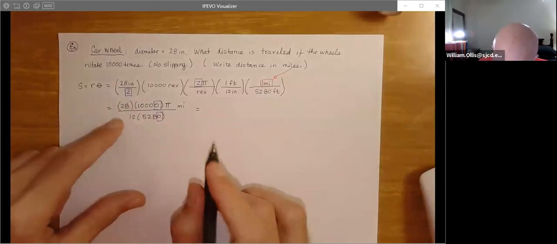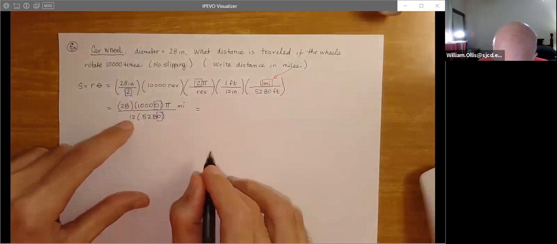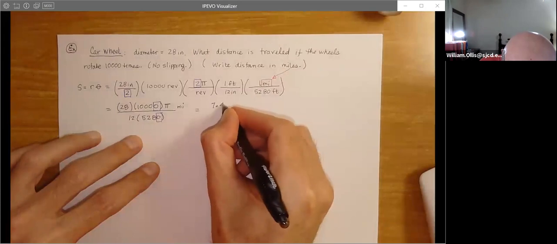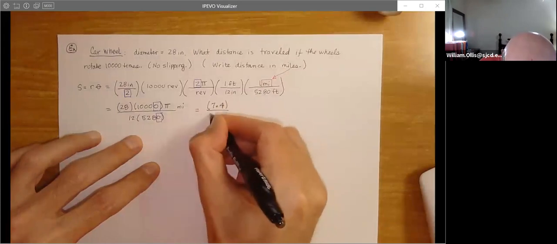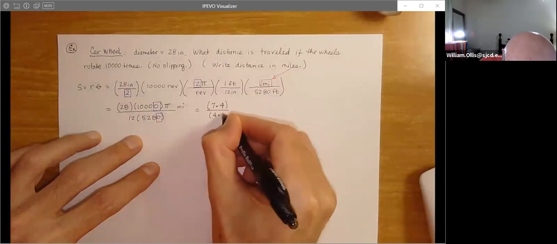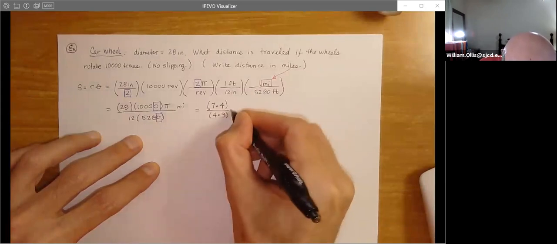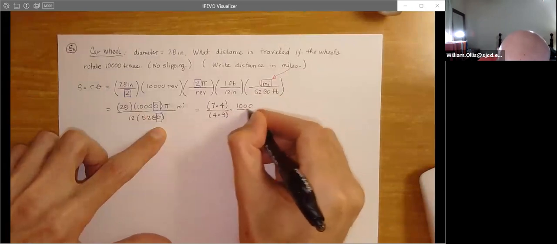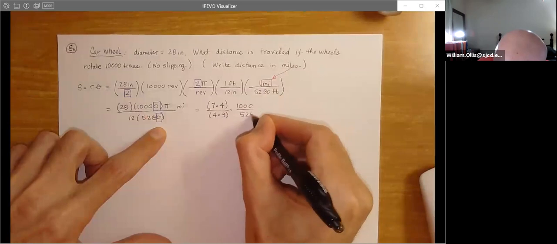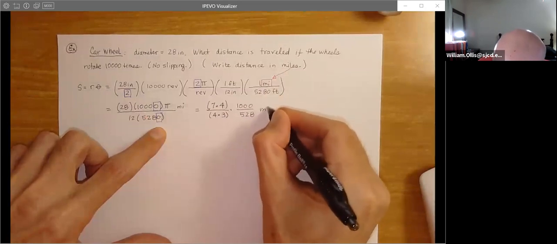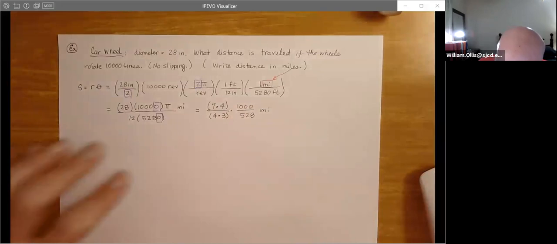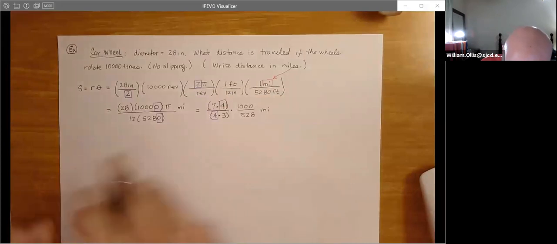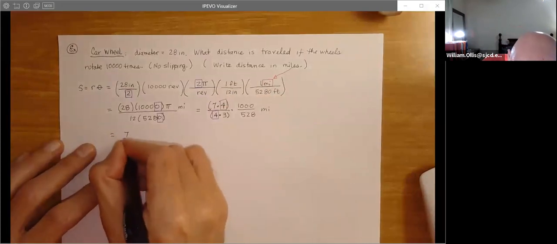And now what we want to do is go ahead and rewrite the 28. Notice these both have fours in them. So this will be a 7 times a 4, and this will be a 4 times a 3. And then, of course, here the zeros will go. So we have 1,000 divided by 528 miles. So now the 4s absorb. So this gives us 7 over 3.